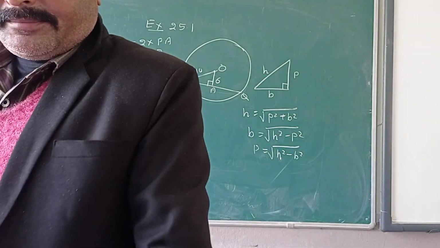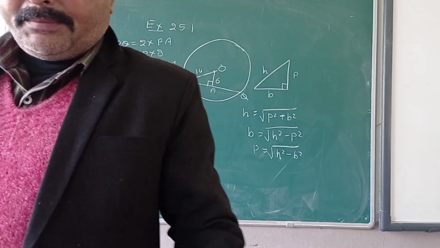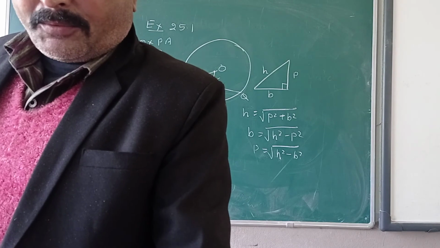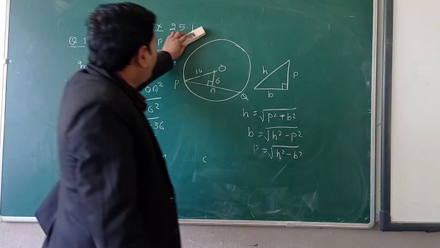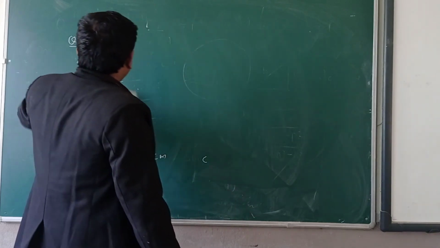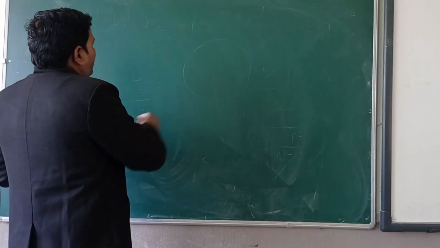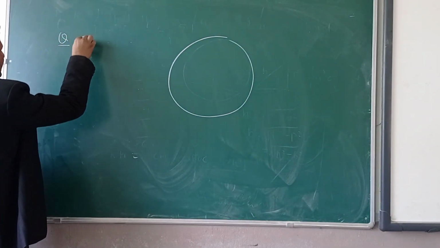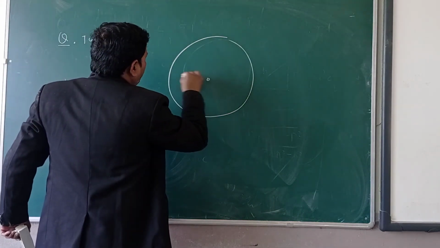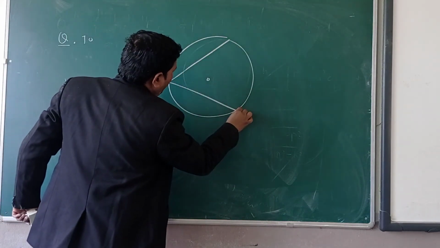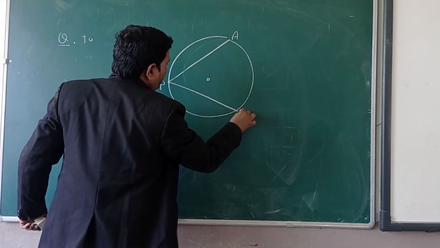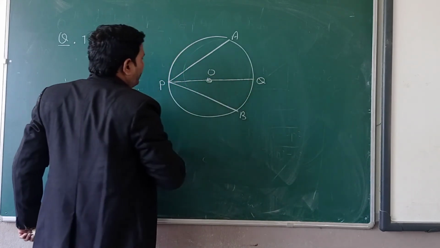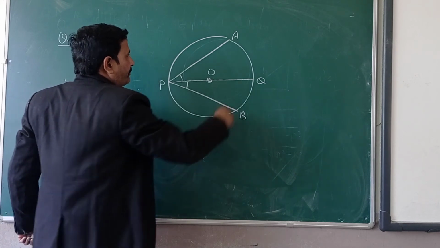I am going to explain question number 10. PA and PB are two chords in a circle with center O, and POQ bisects the angle. Prove that PA is equal to PB. Given this is the circle. Question number 10. PA and PB are two chords, and this line POQ bisects the angle, meaning this angle is equal to this angle.